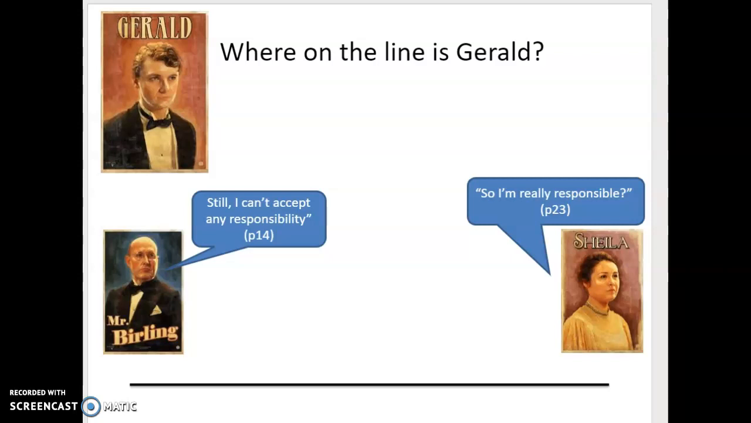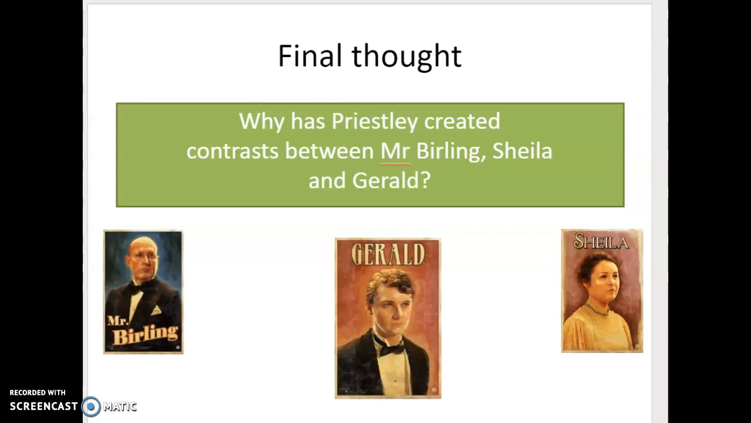Okay, guys. Final thought for this lesson before we wrap it up. I just want you to now consider, why has Priestley created contrast between Mr. Birling, Sheila and Gerald? So we've looked at what contrasts are there. So we have specifically looked at contrasts again between Mr. Birling and Sheila, and now between Sheila and of course Gerald as well. What do we think the differences are? Why has he shown us this contrast? I just want you to have a little think and write your ideas down.